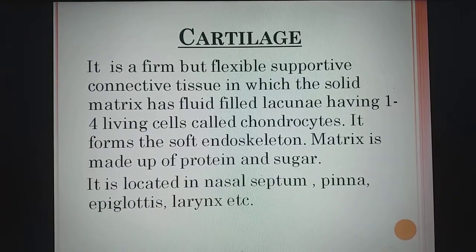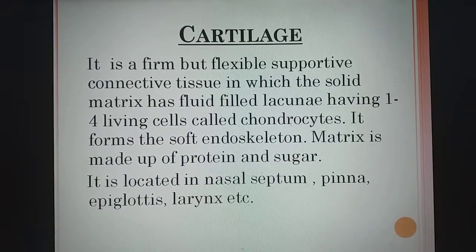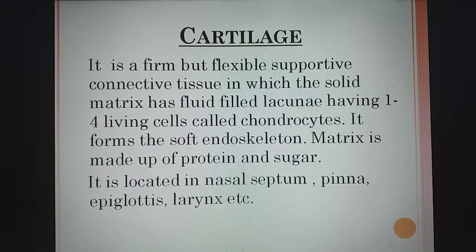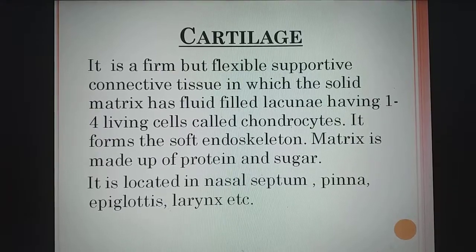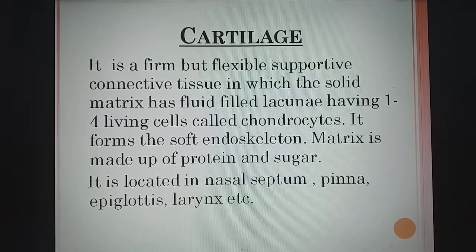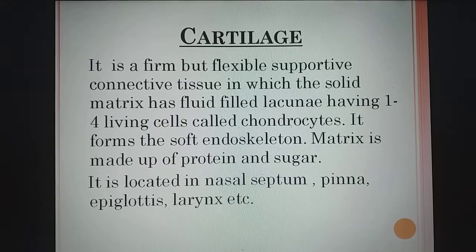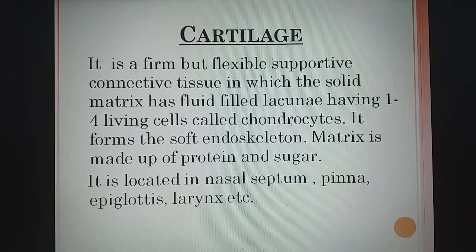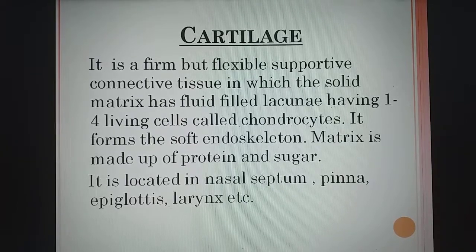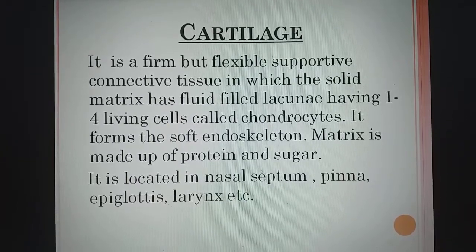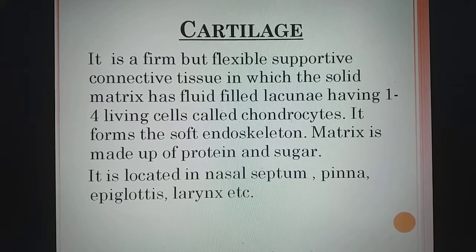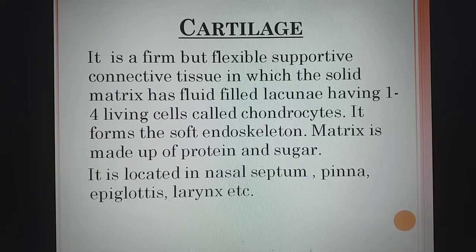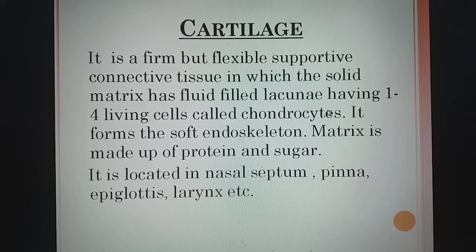Now cartilage. It is a firm and flexible supportive connective tissue in which the solid matrix has fluid filled lacunae having 1 to 4 living cells called chondrocytes. So here the matrix is solid, as I already told you. The fluid filled lacuna has 1 to 4 living cells, and the living cell of cartilage is known as the chondrocyte. Remember this, because whenever you write the difference between bone and cartilage, you have to mention this point. So this is the chondrocyte.